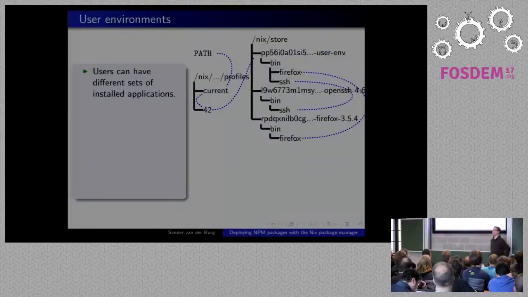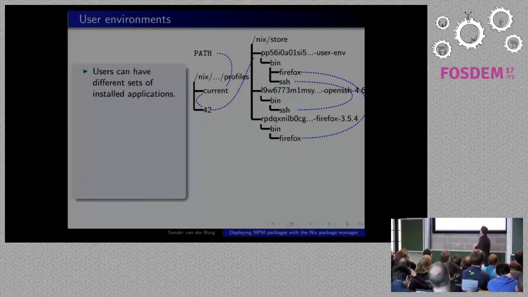So for this, Nix introduces the concept of user environments. The idea is, if you as an end user install packages, it will compose a user environment, as you can see at the top, and that's basically a symlink tree, synthesizing the contents of all the packages into one huge symlink tree, so that it becomes accessible from one single location.